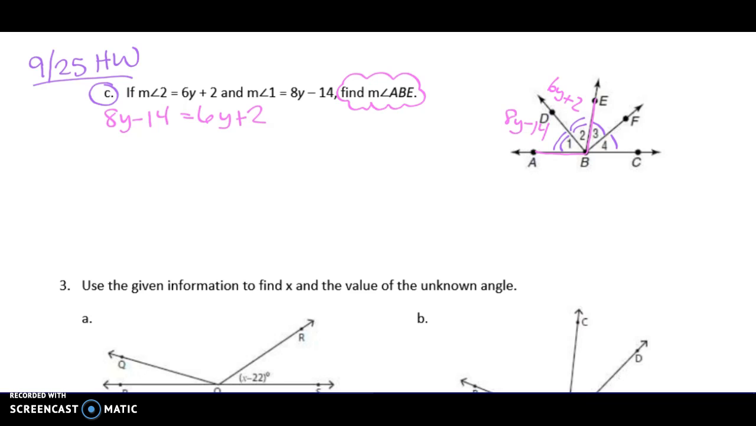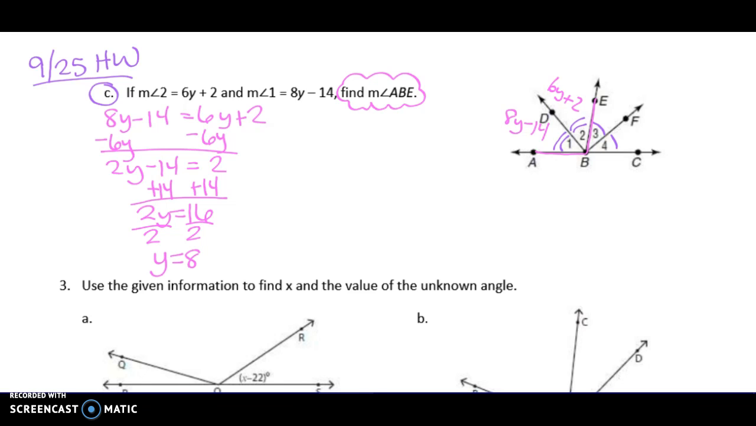I need to get y's on both sides. So I start by moving the 6. Opposite of positive 6y is minus. 8y minus 6y is 2y. Bring down minus 14, the equals and the 2. Continue getting y by itself. Opposite of minus 14 is to add 14. So 2y is equal to 16. And then undo multiplication with division. 16 divided by 2 means y equals 8.